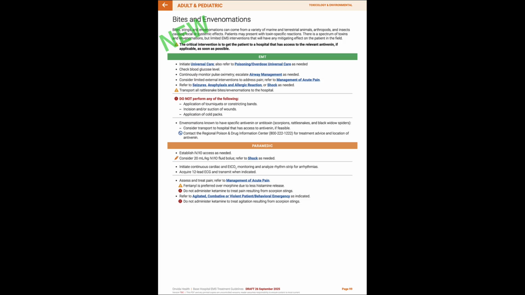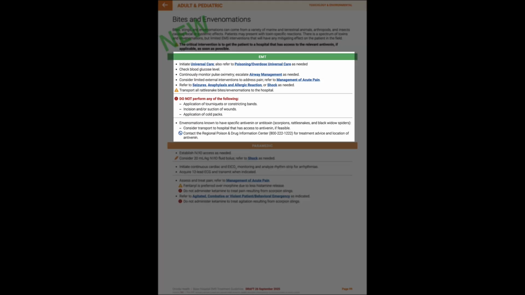As always, start with universal care and add targeted monitoring and support based on the patient's presentation. In the EMT section, you're instructed to check a glucose, especially in patients with altered mental status or seizure. Monitor pulse oximetry for respiratory decline, manage pain conservatively using clean dressings or limb support when appropriate, refer to shock, seizures, or allergic reaction/anaphylaxis guidelines as needed.